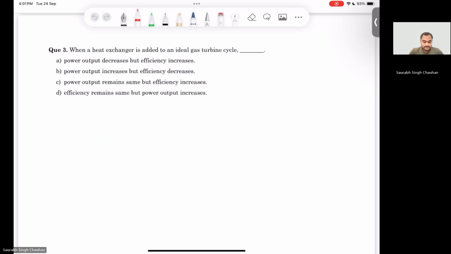It says, when a heat exchanger is added to an ideal gas turbine, that is, there is a heat exchanger added to a gas turbine cycle, we have to tell which is correct. Option A says power output decreases but efficiency increases. Option B says power output increases but efficiency decreases. Option C says power output remains same but efficiency increases. And the last option says efficiency remains same but power output increases.